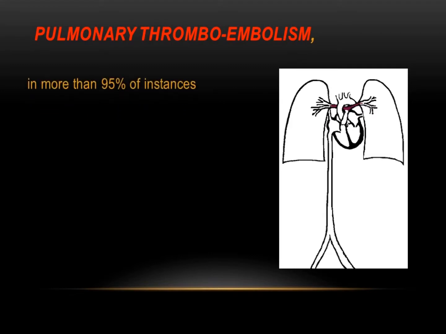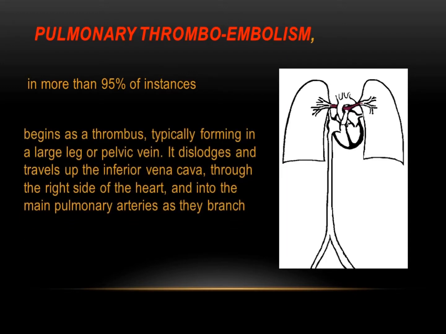In more than 95% of cases, it begins as a thrombus, typically forming in a large leg or pelvic vein. It dislodges and travels up the inferior vena cava through the right side of the heart and into the main pulmonary arteries as they branch. Pulmonary thromboembolism originates from thrombi within deep leg veins proximal to the popliteal fossa, and embolization from the lower leg thrombi is uncommon.